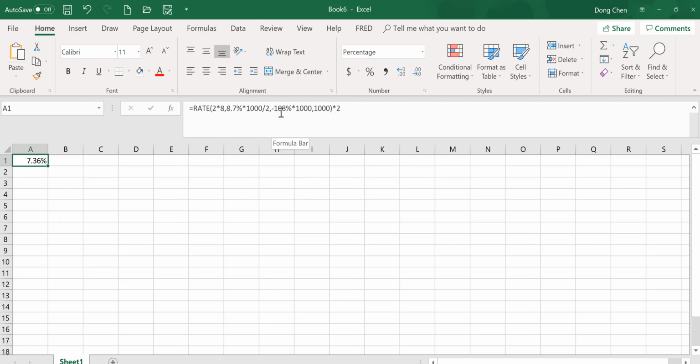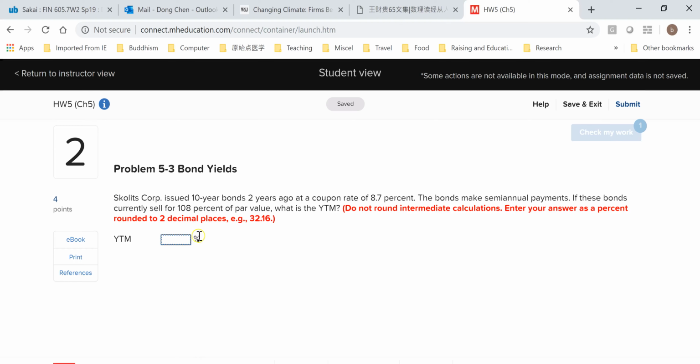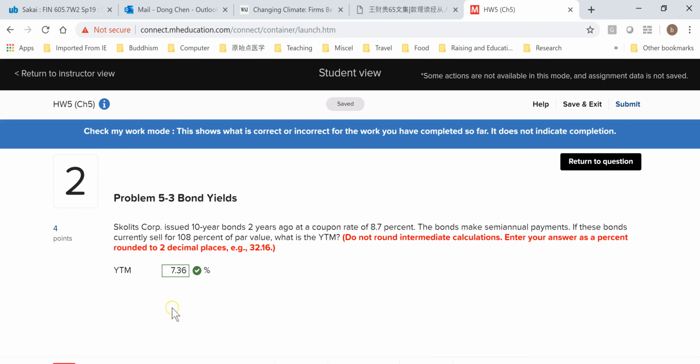But again, you have to put opposite signs on the payment and par value versus the price. Otherwise, Excel will give you an error message. So now let me copy this number. Actually, let me type this number because it has a percentage sign already. So it's 7.36%. And check my work. Okay, good.